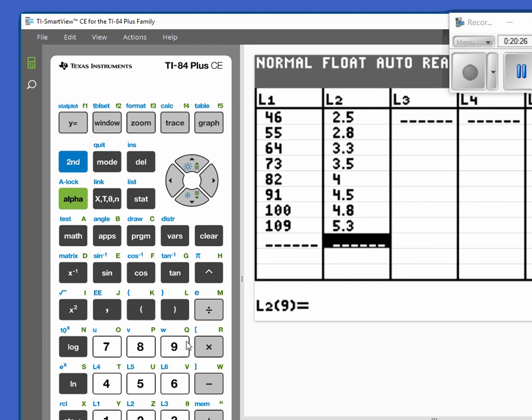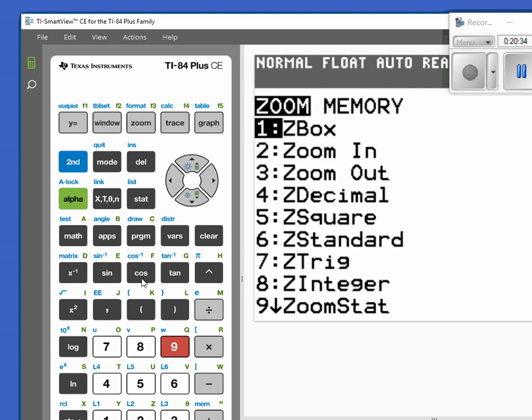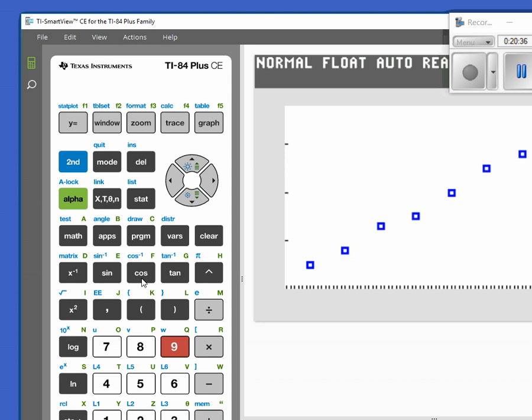Okay, so now we're going to graph the points. It should automatically know to put it in L1, L2. So do you remember how to do that? Zoom 9. You see, now it looks like that. Now, can you remember how to draw the line that best fits? Don't say anything. Try it on your own, okay?